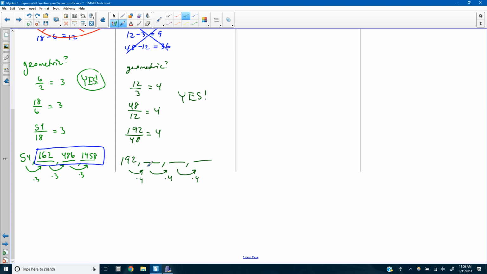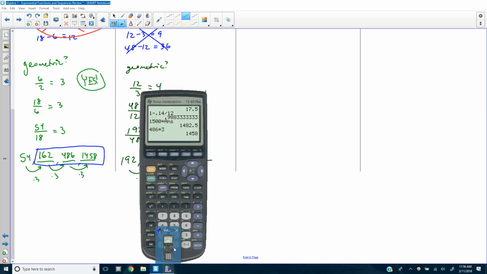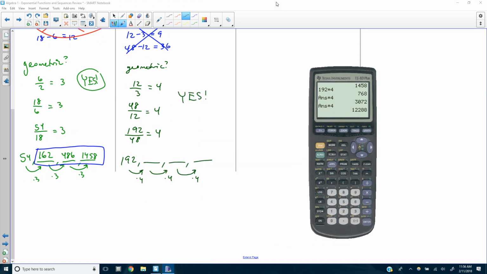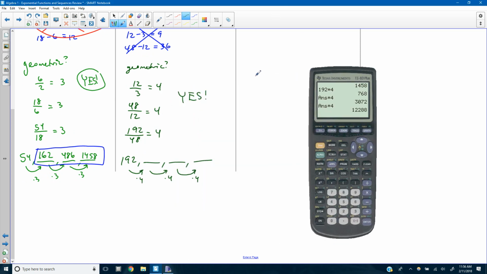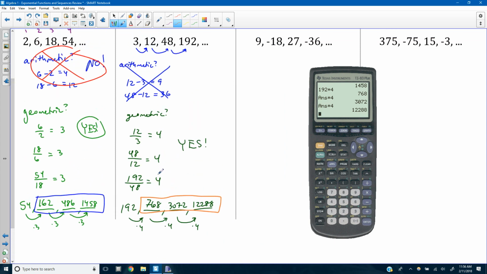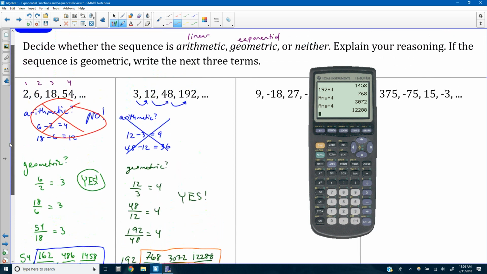So 192 times 4. I'm just going to go ahead and do it here. 192 times 4. That number times 4, that number times 4. Okay, yeah, I didn't want to do these in my head. No purpose to do it in your head. So we got 768, 3072, and 12,288. All right, those are your 3 next terms for this geometric sequence. And again, it's a geometric sequence because they have a common ratio. You multiply by the same number over and over.